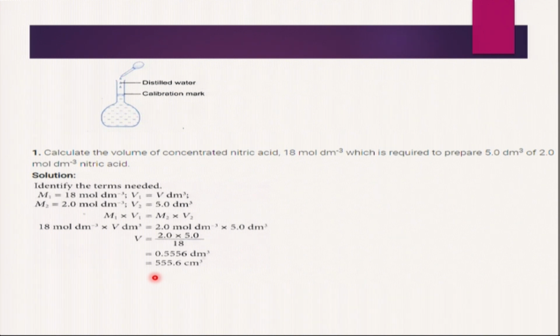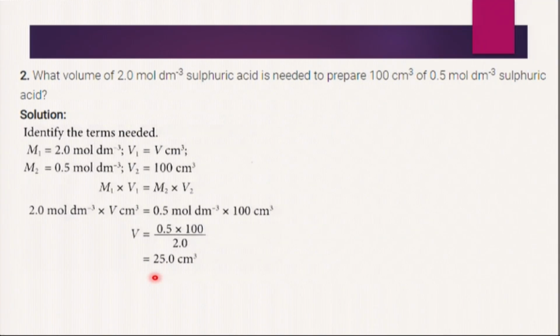Put it in a volumetric flask like that, and then add distilled water. The solution that you have obtained will be equivalent to 2 molar per decimeter cubed. Let's look at one more example. What volume of 2 molar per decimeter cubed sulfuric acid is needed to prepare 100 of this?